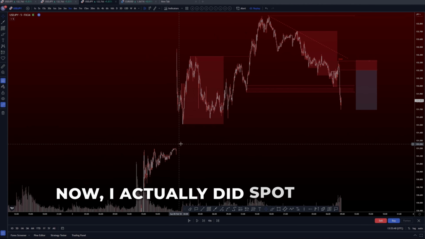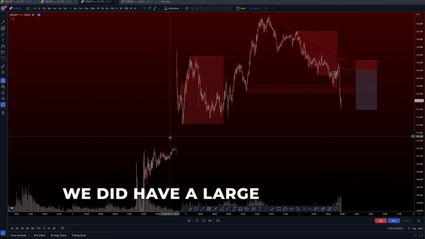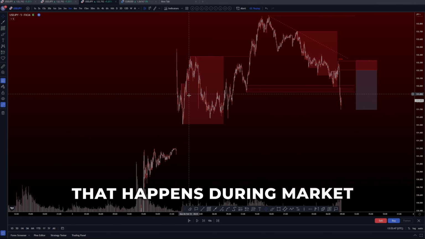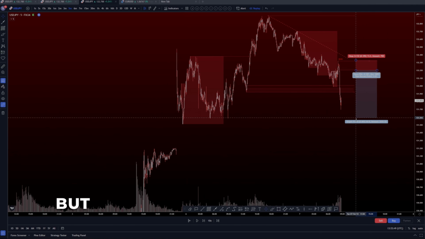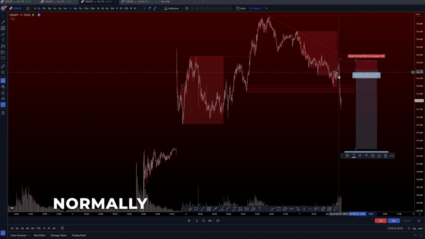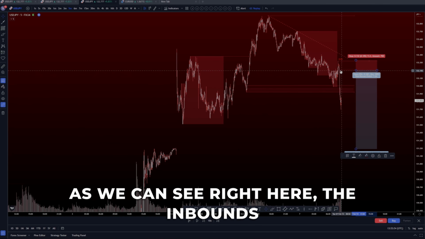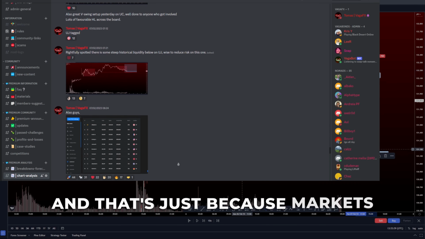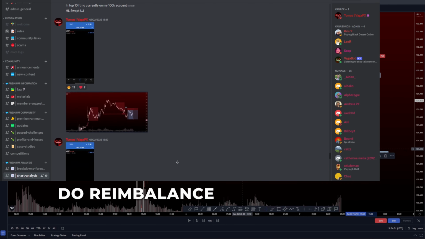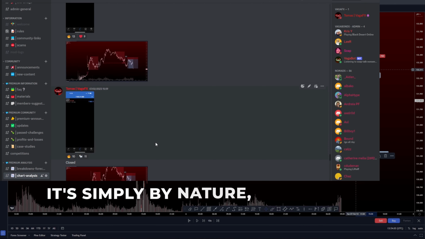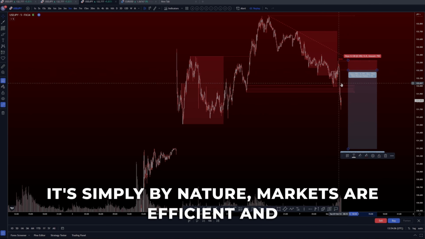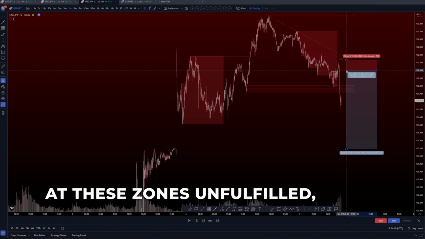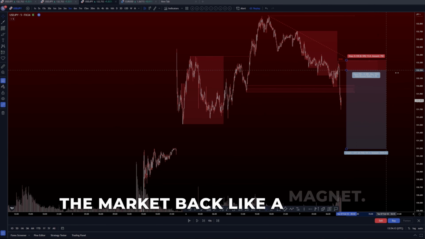Now, I actually did spot on this trade that we did have a large gap in the market. A gap is simply imbalance that happens during market rollover, guys, but it does normally get filled. Normally imbalance gets filled. As we can see by here, the imbalance will get mitigated entirely for market continuation, and that's just because markets do imbalance and rebalance themselves. It's simply by nature. Markets are efficient, and that's because you still have these orders left at these zones unfulfilled, and it'll draw the market back like a magnet.